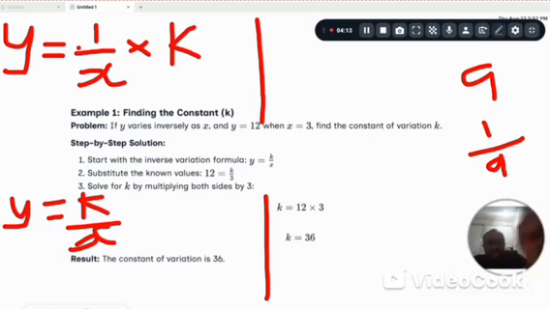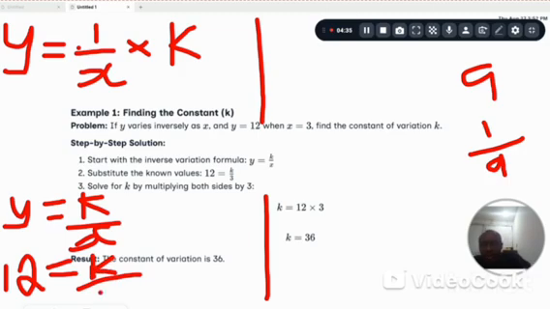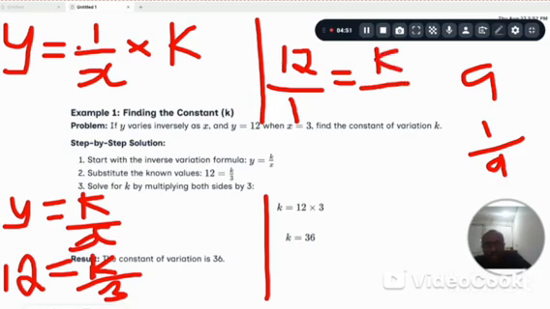We've gotten that. Then let's proceed. We are being told that y is equal to 12. So anywhere I have y, I put 12. So 12 equals, what is my k? We don't know k for now. So let's write this as k all over, the value of x here is 3, all over 3. I can write that 12 as 12 over 1 to make it look like a fraction, like what we have on the right hand side. So 12 over 1 is equal to k over 3.